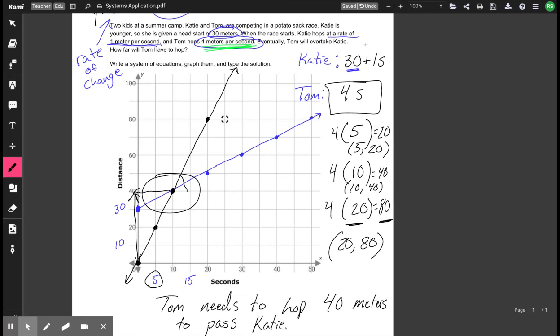I hope this helps with our introduction to graphing systems and applications and provides some context for how you can use this every day.